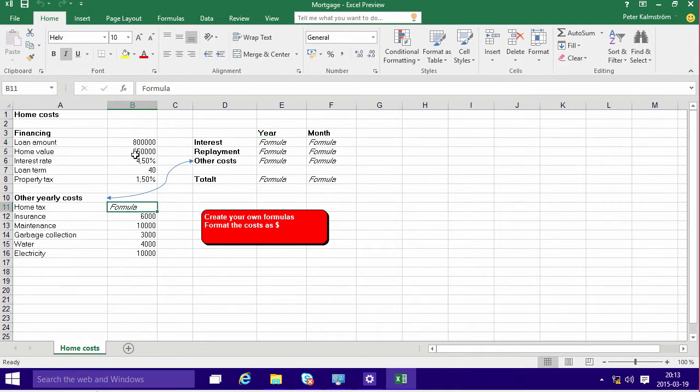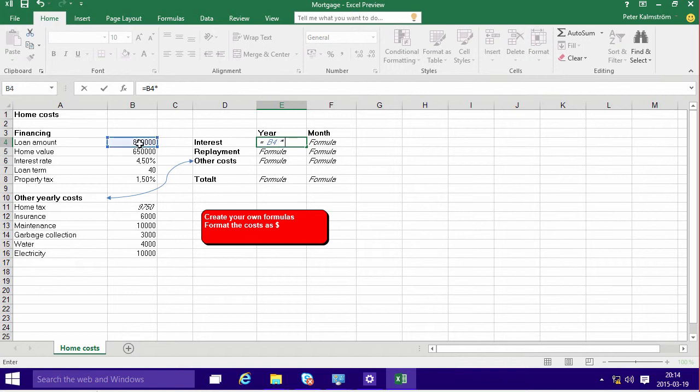The home tax is, of course, the home value multiplied by the property tax. So I'm just going to do equals home value multiplied by property tax. As always, I'm entering the equal sign, multiplied by, well, whatever you want to count, really. Here I'm counting the property tax of the home value. There we go. And then I'm just going to calculate the interest, and interest is usually calculated as the loan amount multiplied by the interest rate, right? And that's the yearly interest.